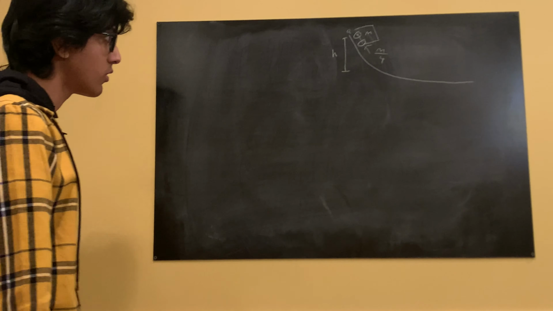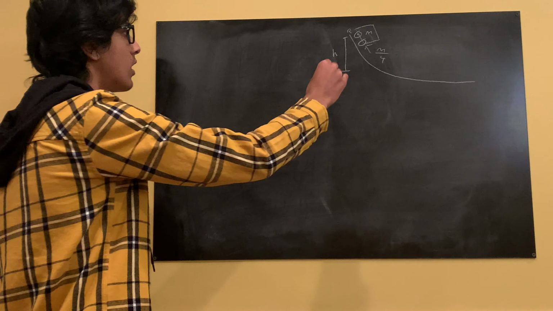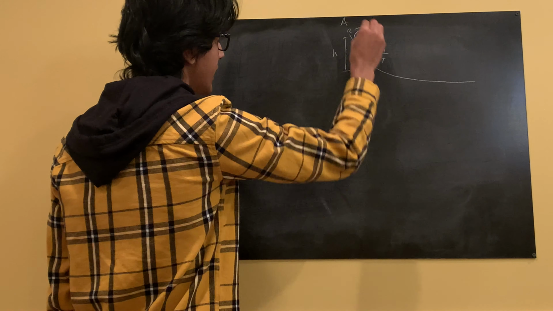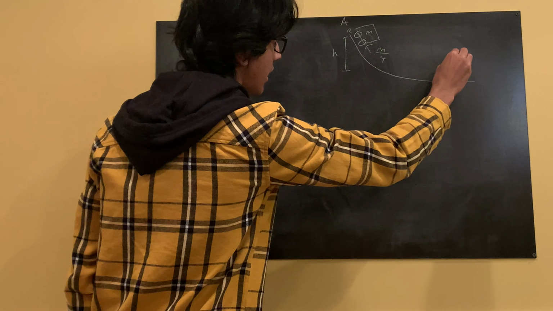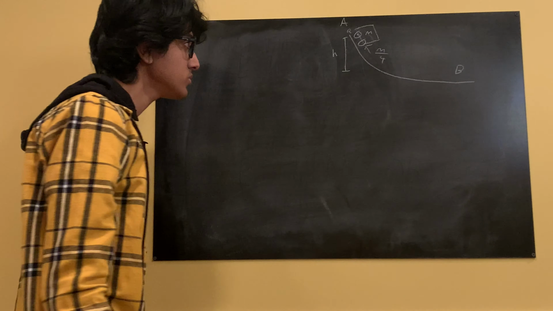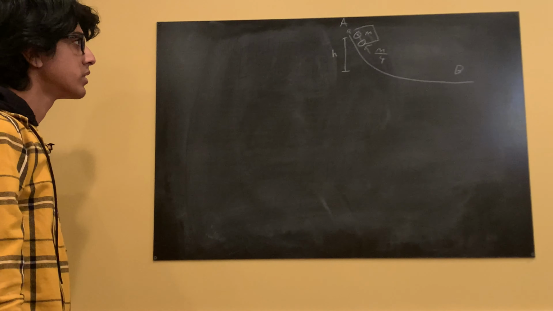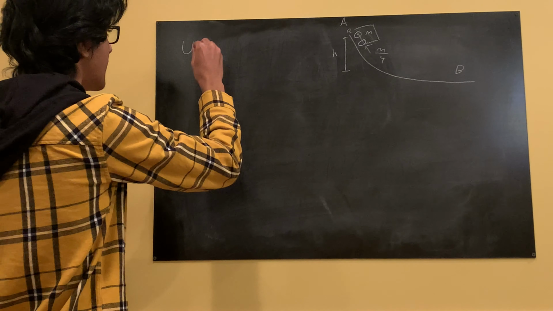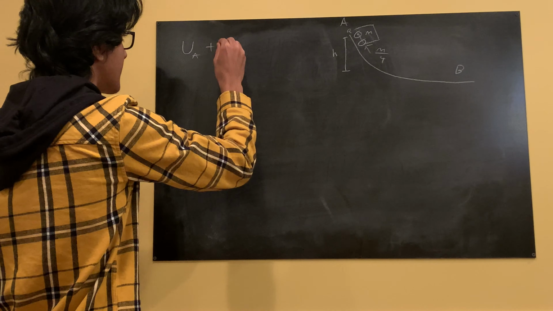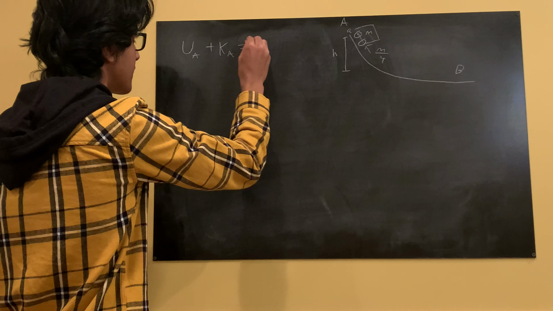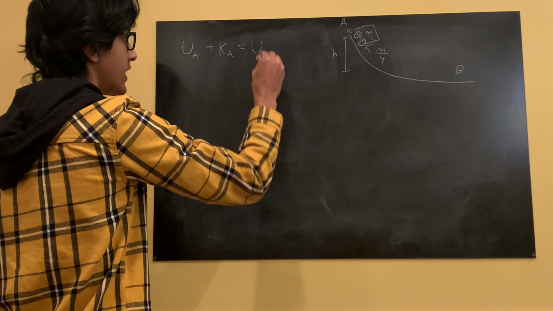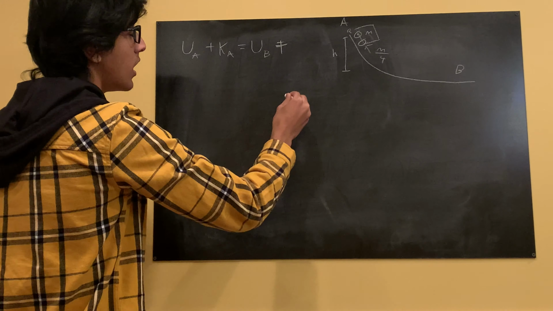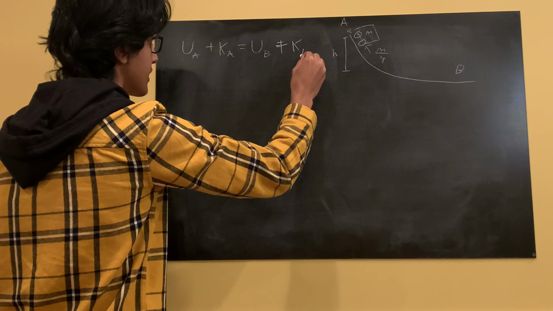Okay, so let's set 2 points. Our first point will be point A, which is where it starts, so this would be point A, and point B is when it reaches the bottom, so this would be point B. So we can do U, the potential energy at A, plus the kinetic energy at A is equal to the potential energy at B, plus the kinetic energy at B.